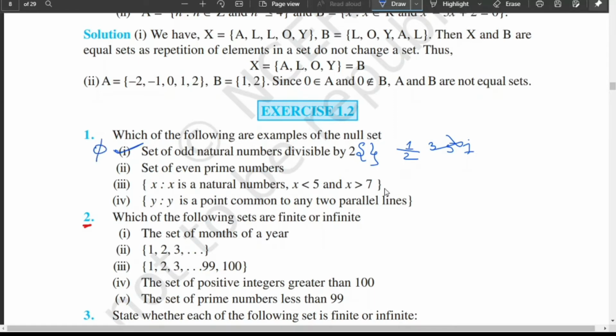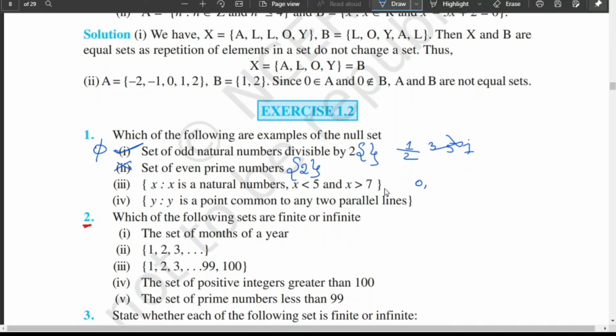You can even represent it like this. Set of even prime numbers. All prime numbers are odd except the smallest even prime number, which is 2. Here one element exists, so it is not a null set. Next, x such that x is a natural number, x is less than 5 and x is greater than 7. Now this is confusing, check it out.